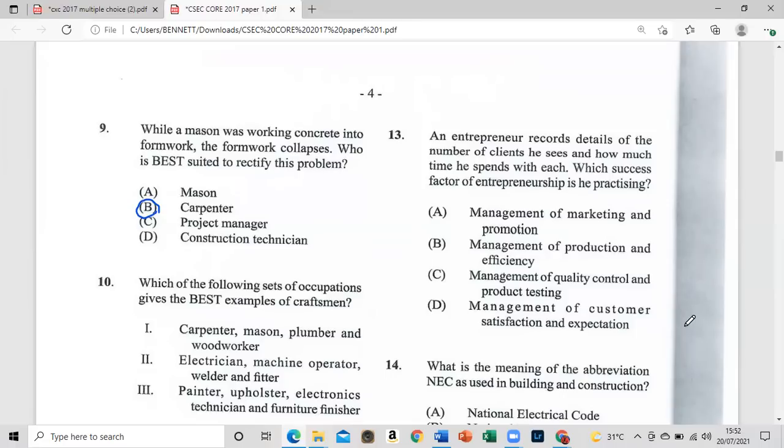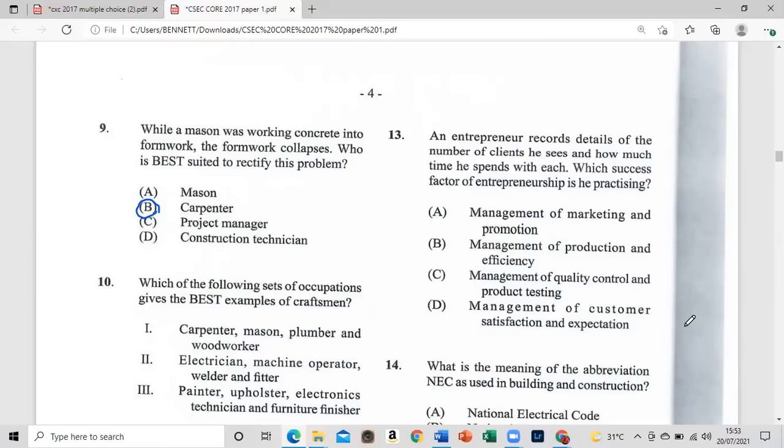An entrepreneur records details of a number of clients he sees and how much time he spent with each. Which success factor of entrepreneurship is he practicing? Is it A, management of marketing and promotion? Or is it B, management of production and efficiency? Or is it C, management of quality control and product testing? Or is it D, management of customer satisfaction and expectations?